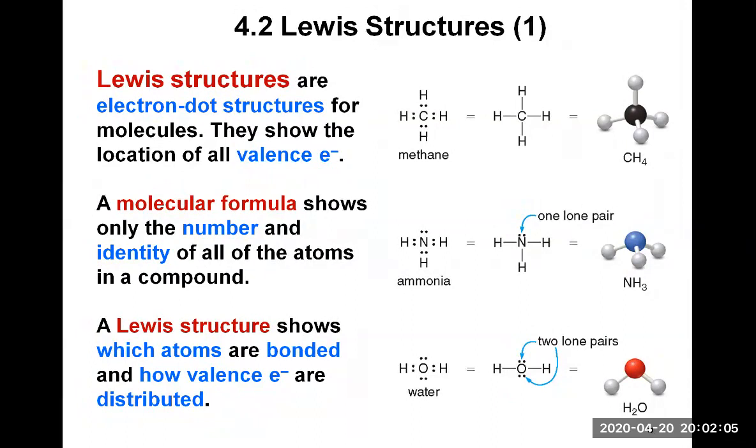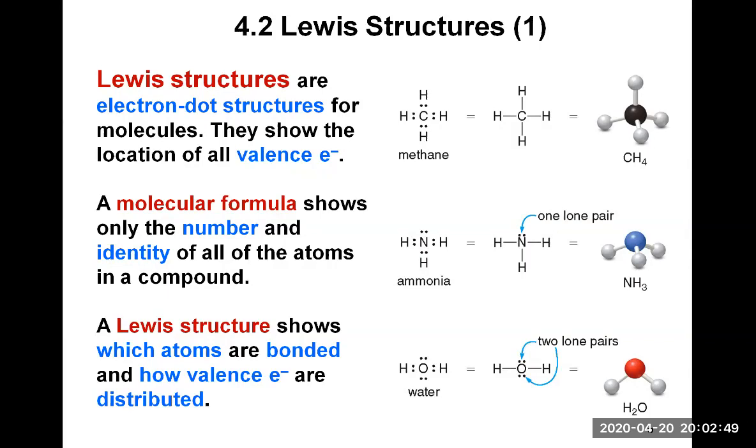So up to now we've learned how to do the electron dot structure for atoms, but now we can do it for whole molecules. Because the molecular formula shows only the number and identity of all the atoms in a compound. For example, a molecular formula like CH4 or NH3 or H2O, you see the type of atoms that are in the molecule and how many of them, but you don't know more than that. It doesn't tell you which atoms are bonded together and more information about the molecule.